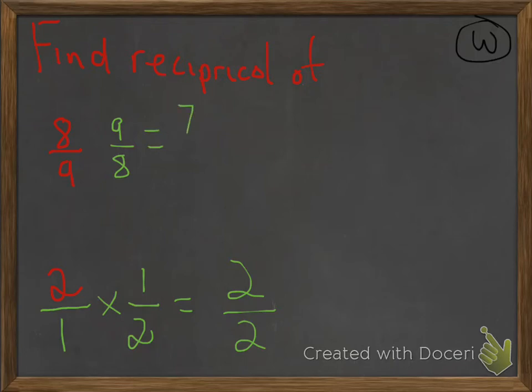Okay. 8 times 9, 72. 9 times 8, 72. 1 and 1.